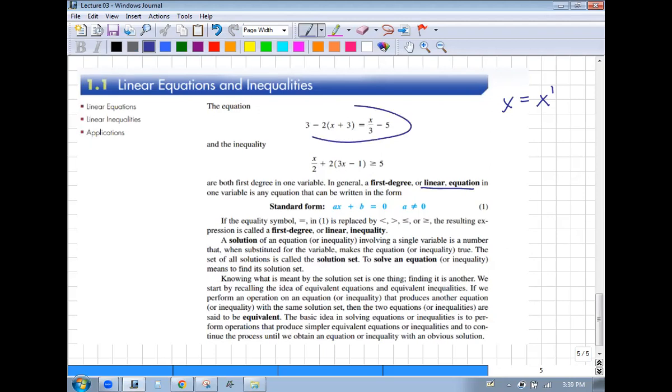So this can always be rewritten into something that looks like this: ax plus b equals 0. You can always rearrange it to make it look like that. Really, we want to make it look like x equals a number if we're solving for it. But we can do this: you just subtract b from both sides and then divide by a. But they like to put it in this form because this is what we would call a first degree polynomial. So a solution of an equation involving a single variable is a number that when substituted for the variable makes the equation or inequality true.